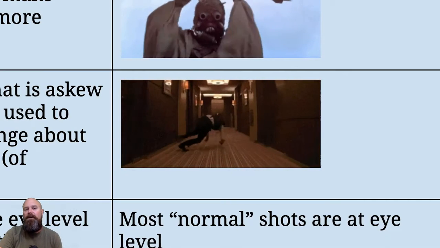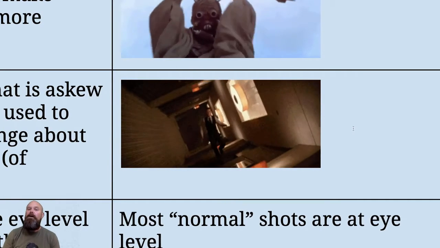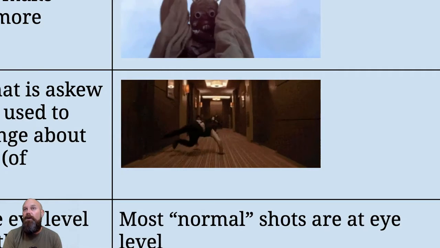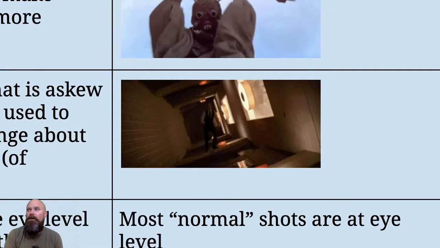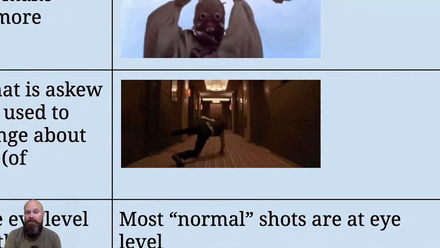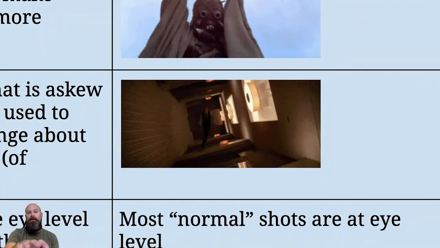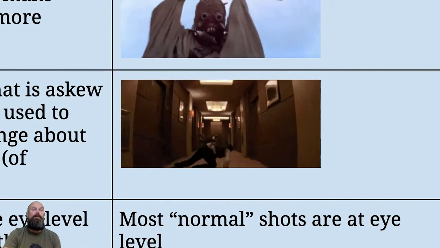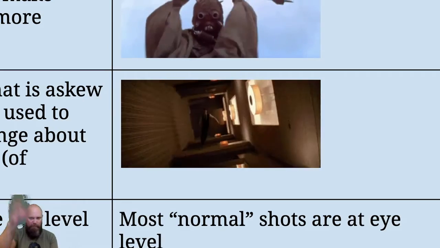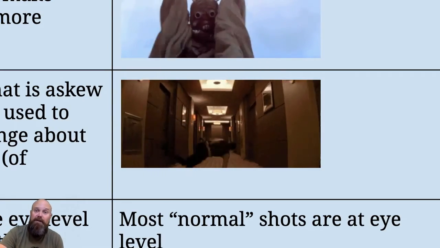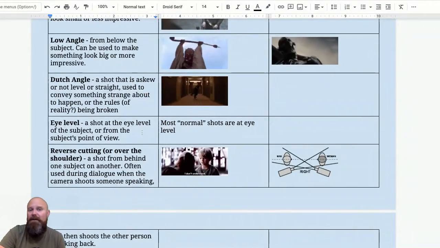So it's showing you what's happening there, but it's also showing you that the rules of the movie are not going to be the same rules as we would expect in reality. This is not something that would happen in reality, so we understand that we are in a dream within a dream. And then it goes from there. If you haven't seen Inception, check it out. It's fantastic. So that is a Dutch angle.